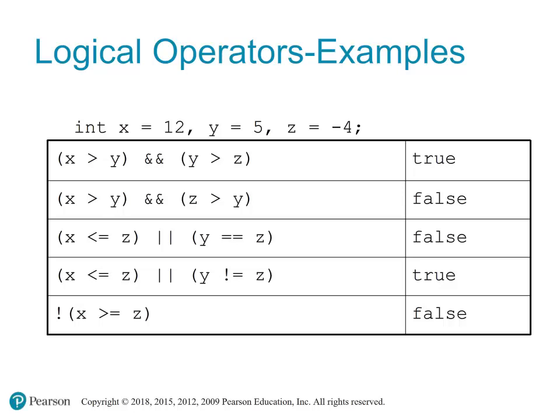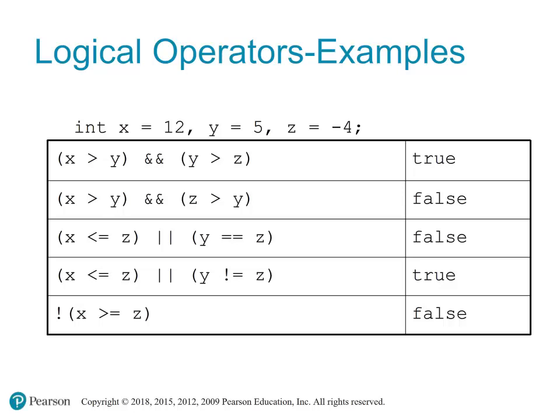So making the overall expression false. The third expression, x less than or equal to z, which is 12 less than or equal to minus 4, which is false. And y equal z, which is 5 equal minus 4, is false. So the overall expression, false or false, is false.